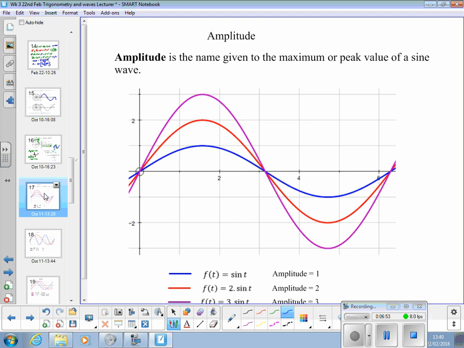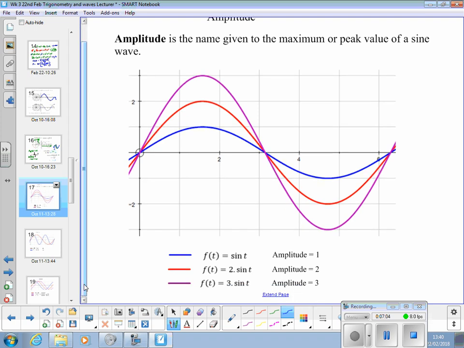So, amplitude. If we look at what I've graphed there, the number in front of the sine function. The first one is amplitude 1. The function is just sine t. The second one has amplitude 2, that's 2 sine t. And the third, amplitude 3 sine t.